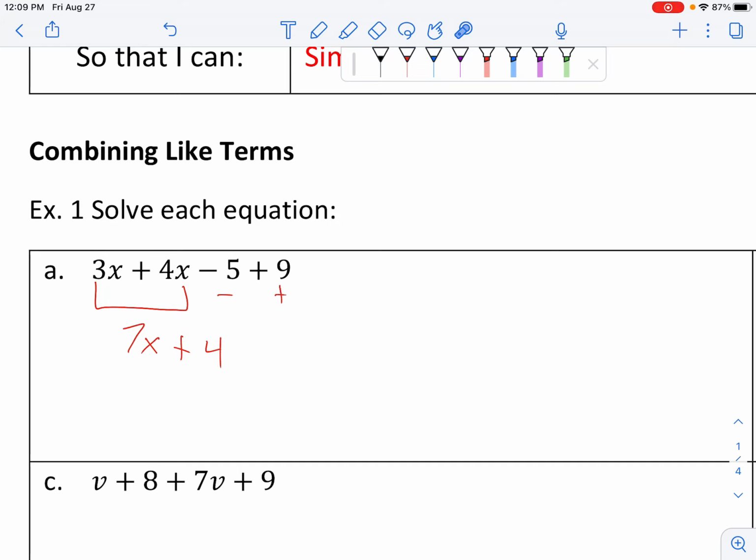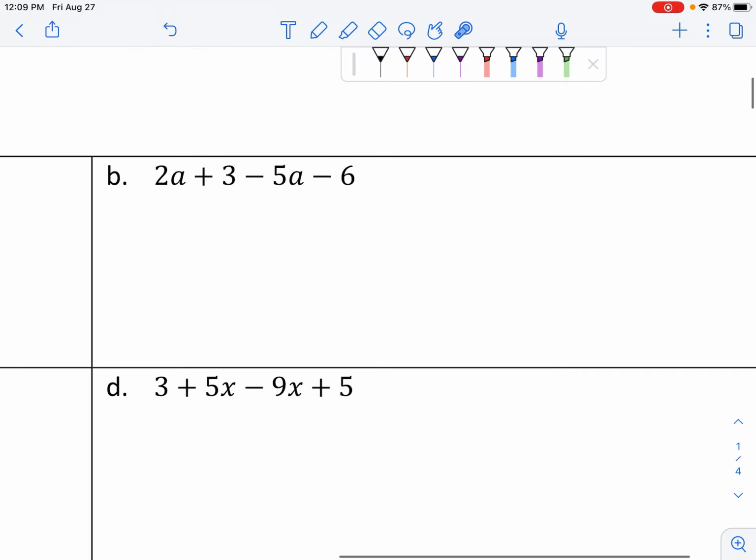So like terms are going to be anything that has the same variable and exponential value, the same variable and degree, we may refer to that as. So we just count these up, and we're saying we had 3 of them and 4 of them, so a total of 7. And then I had -5, +9, so a total of 4. Let's look at this example.